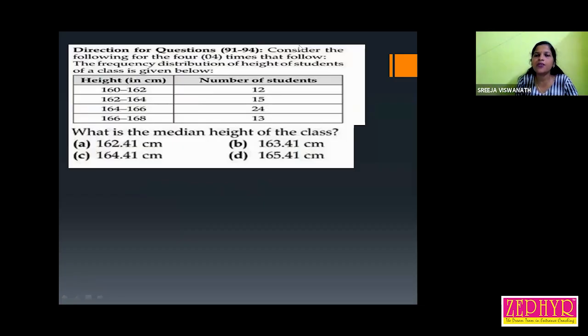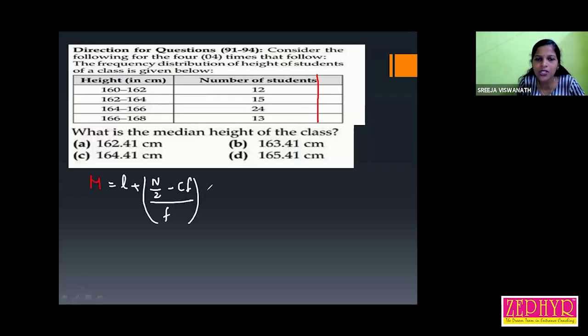What is the median height of the class? How to find the median of a continuous frequency distribution? It's a continuous frequency distribution. How to find the median? What is the equation? Do you know what is the equation for median of a continuous frequency distribution? Anyone? Median is equal to, write down, median equal to L plus N by 2 minus CF divided by F into H. I will explain what is N by 2, what is CF like that.